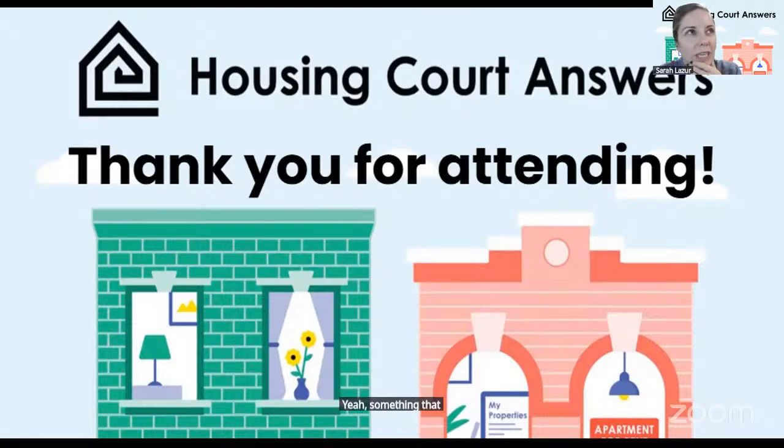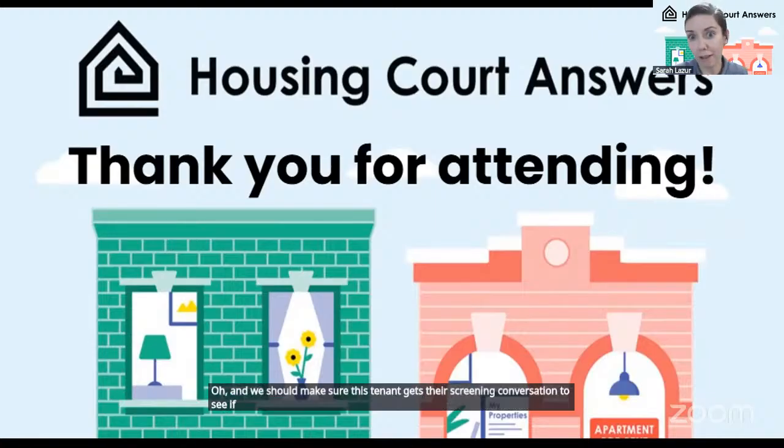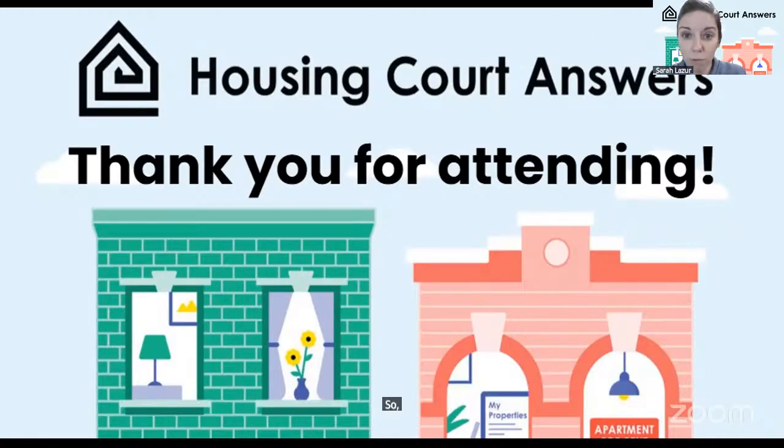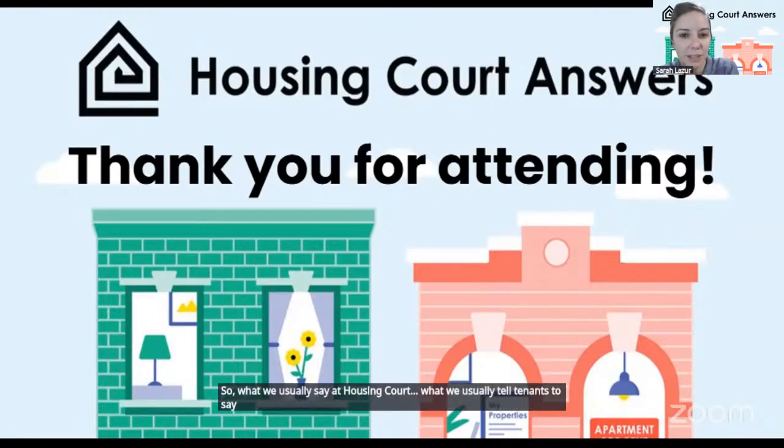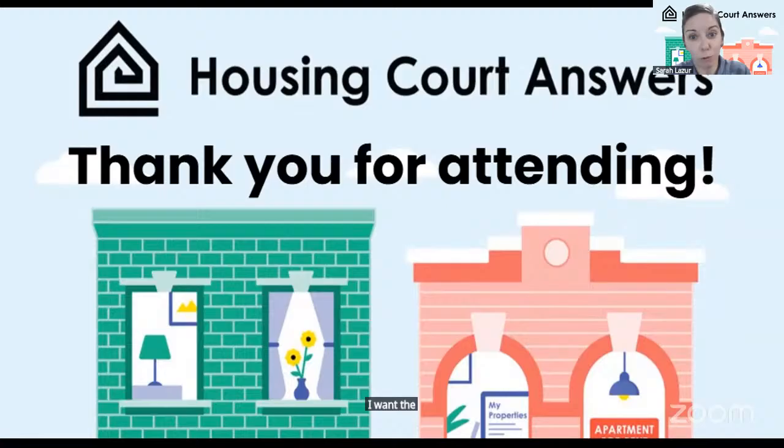Something that we at Housing Court Answers have noticed is if a tenant just says, "I want an adjournment," the court might not think, we should make sure this tenant gets their screening conversation to see if they qualify for the free lawyer program. So what we usually tell tenants to say when they get to their first court date is not, "I want an adjournment." It's, "I want the chance at a free lawyer. Please tell me where to go, who I need to talk to, but I want the chance at a free lawyer," using the word lawyer.